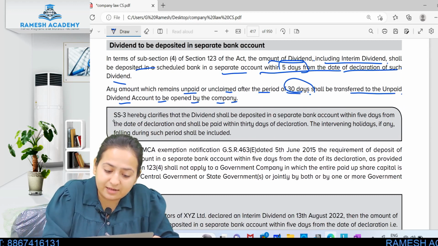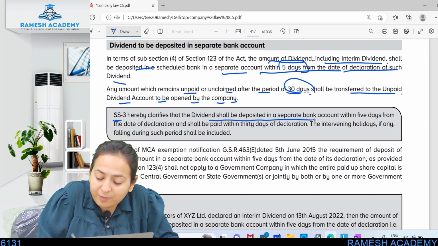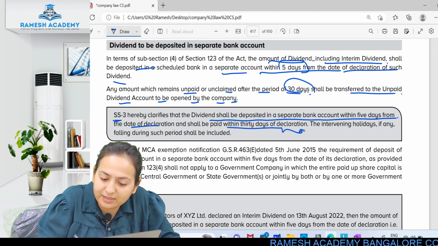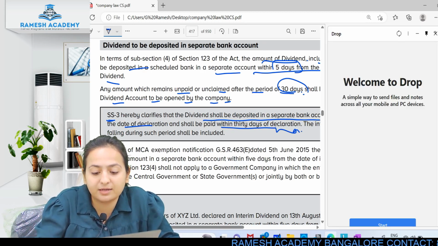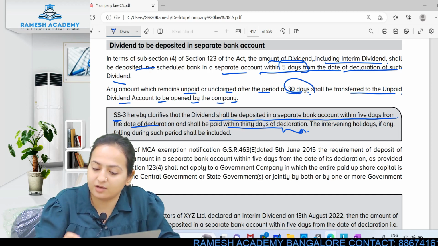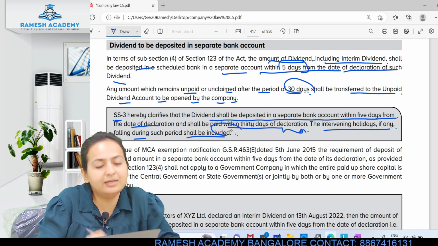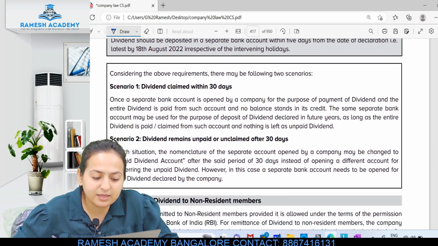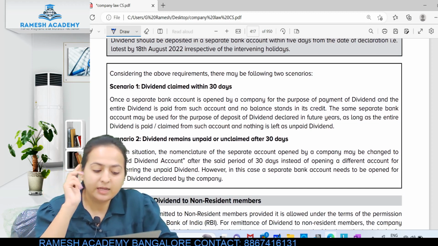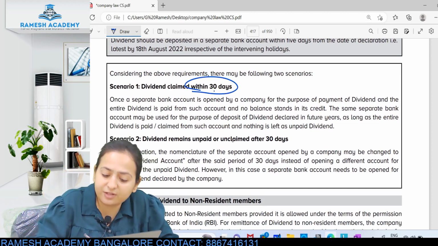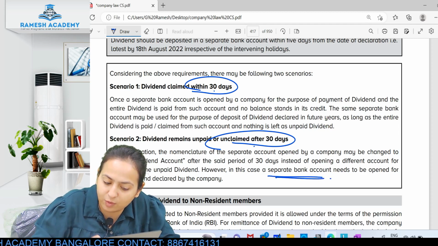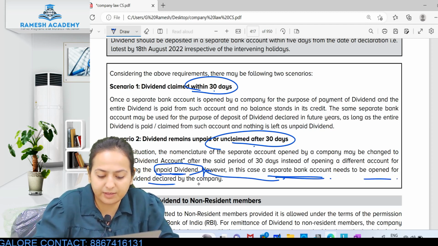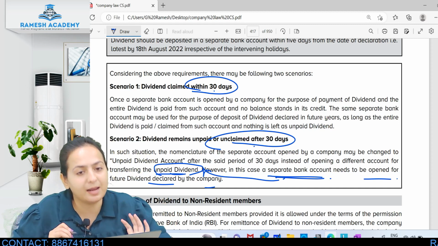So, Secretarial Standard 3 says that dividend shall be deposited in a separate bank account within 5 days from the date of declaration, and shall be paid within how many days? 30 days. If it is not paid in 30 days, then you will transfer it to the unpaid dividend account. The intervening holidays shall also be included. Suppose there are holidays, then also within 5 days you have to deposit. Yes. Then there are two requirements now. Dividend will be claimed within 30 days. If it is not claimed within 30 days, then a separate bank account will be opened and the dividend will be deposited to such unpaid dividend account.